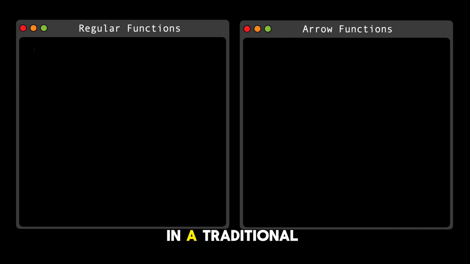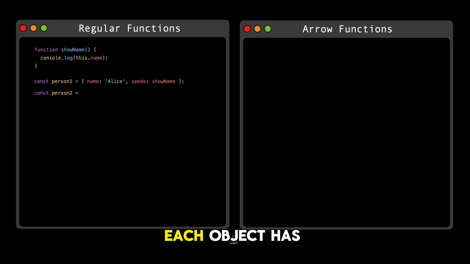functions. In a traditional function, this refers to the context in which the function is called, which can be different each time the function is invoked. Discussing our first example, here we have a simple function named showName, and then we have two objects, person1 and person2. Each object has a name and a method speak that points to our showName function.